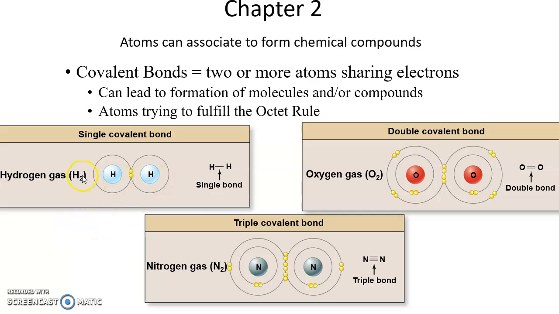Some common molecules: hydrogen gas, H2, with a single bond between the hydrogen atoms; oxygen gas, O2, with a double bond, a sharing of 2 electrons between the oxygen atoms; and the nitrogen gas, N2, with a triple covalent bond between the 2 nitrogens, sharing 3 electrons. And this is actually how these gases are found in our atmosphere.